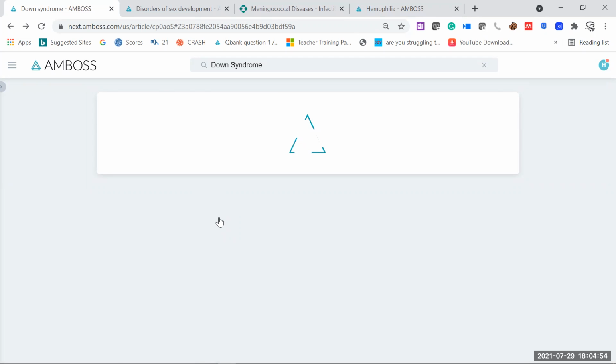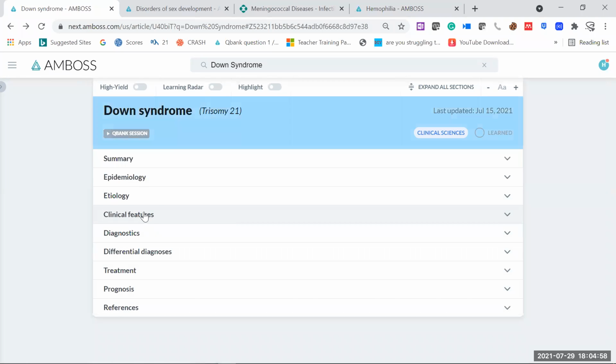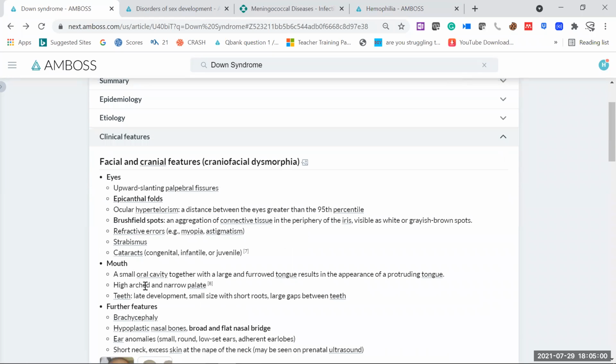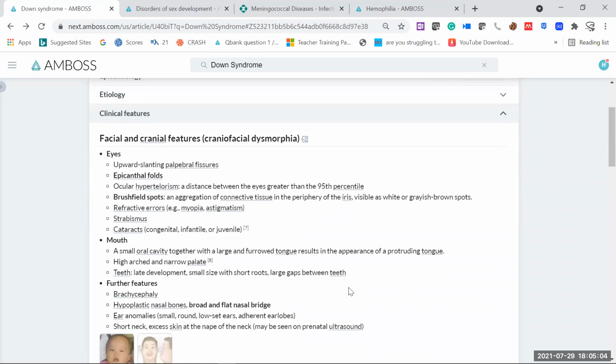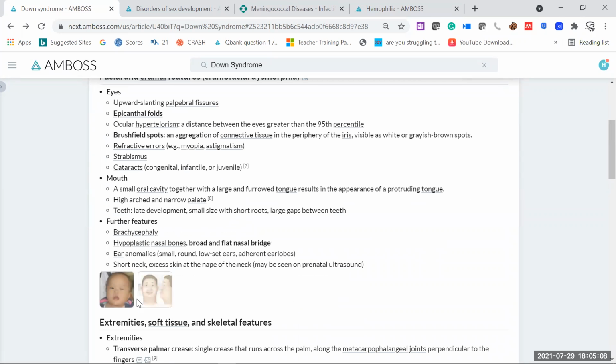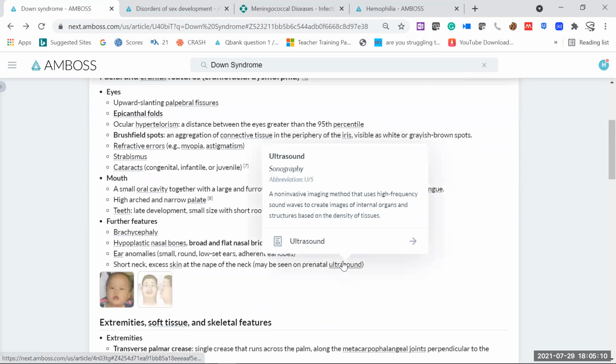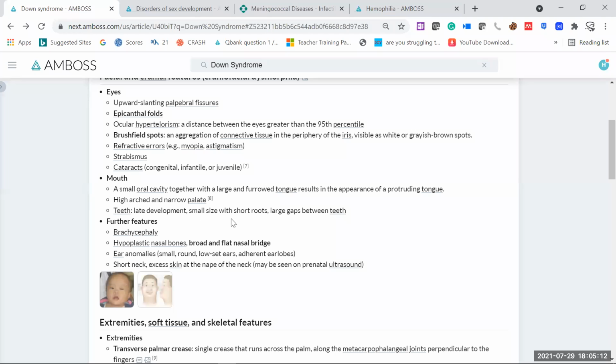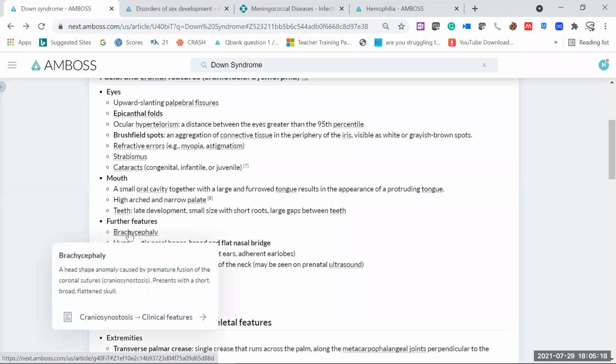Let me go back. Mouth, you will see a small oral cavity together with a large and furrowed tongue. So big tongue, which is always protruding out. See, you can easily differentiate on the basis of their clinical features. Teeth, you will see late development. Other features, brachycephaly can be there. In brachycephaly, what you will see, a head shape anomaly caused by premature fusion of coronal sutures.